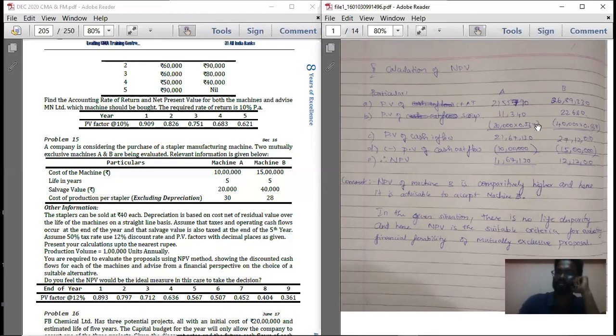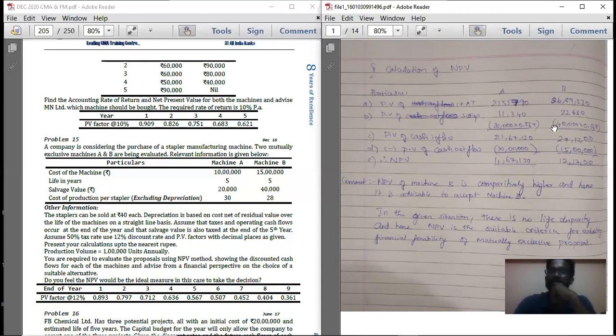You are getting 11,340. So in respect of present value of scrap, above that line record 11,340.